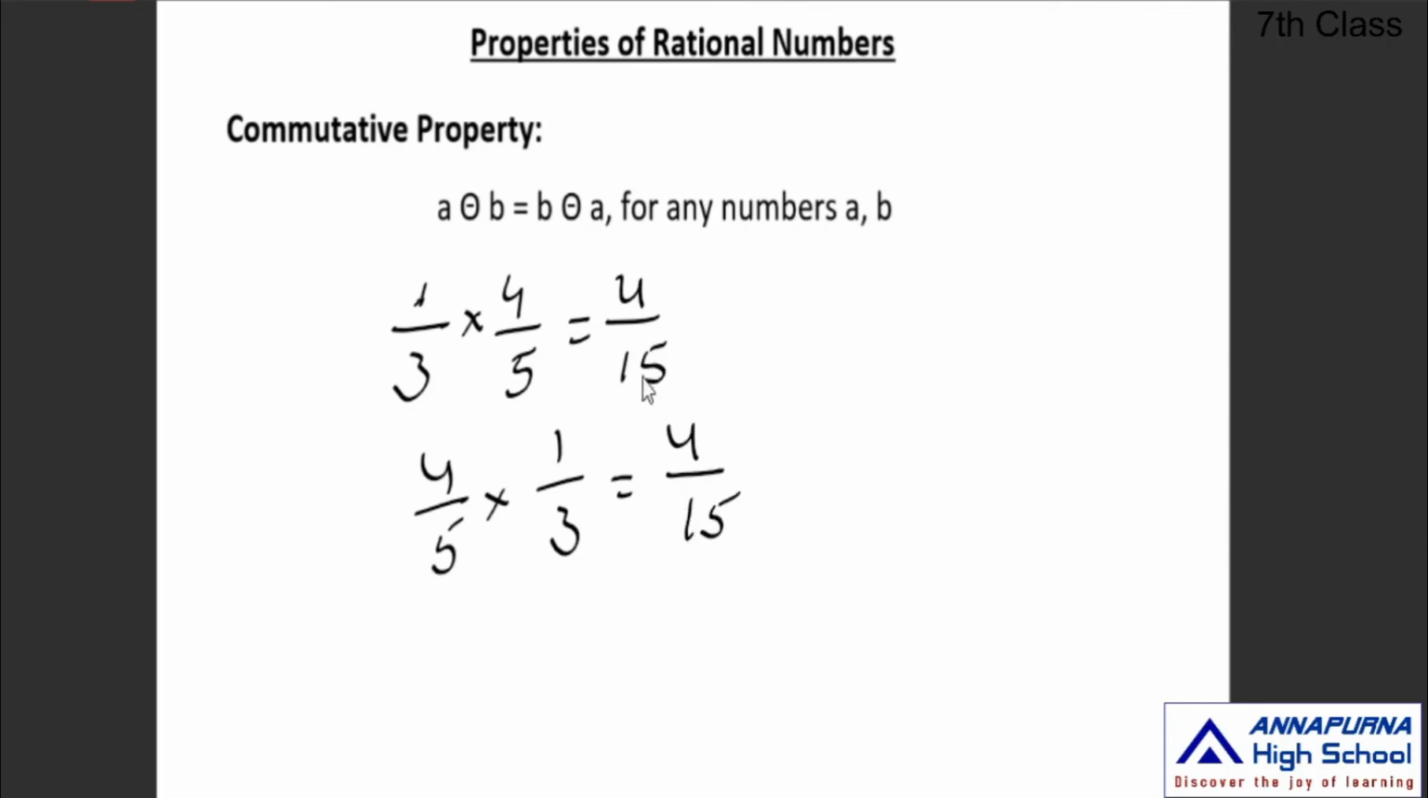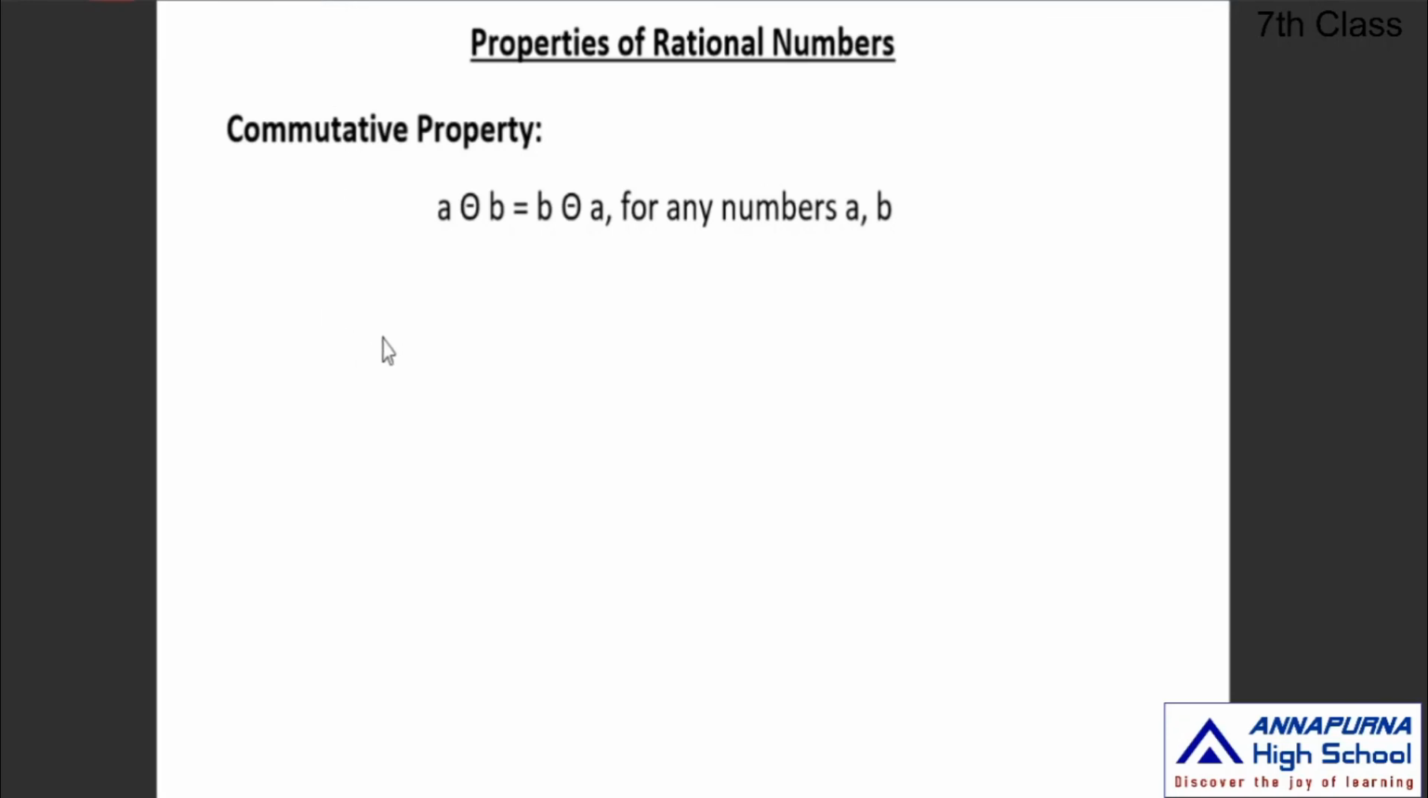Yeah. In case you take one positive, one negative, you get the same result. 1 into minus 4 is minus 4, minus 4 into 1 is minus 4. In case you take two negatives, minus 1 by 3 into minus 4 by 5 is equal to plus 4 by 15. Minus 4 by 5 into minus 1 by 3 is equal to plus 4 by 15. Yeah, you get the same result. That means when you multiply two rational numbers in any order, you get the same result. That means the collection of rational numbers satisfies the commutative property with respect to multiplication.